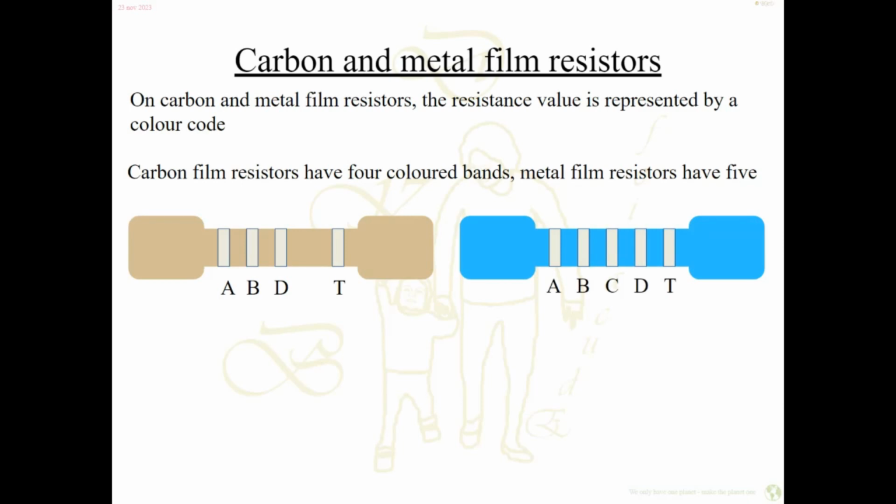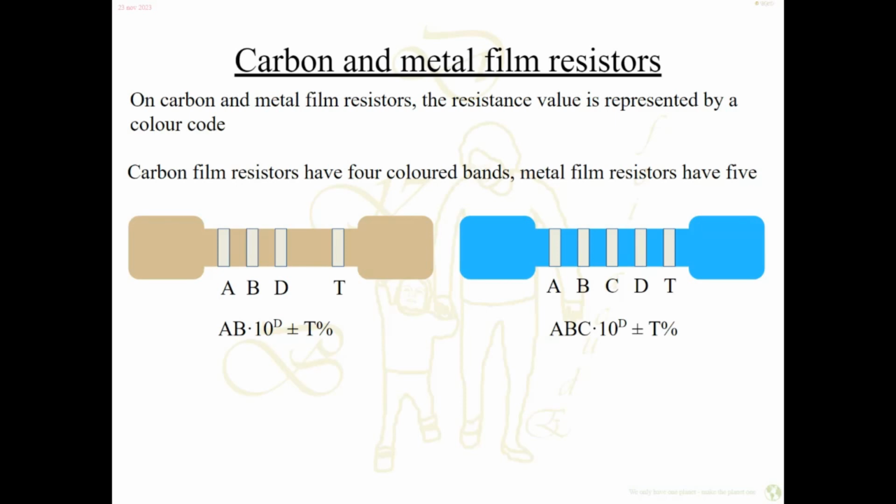we have also given them names. We have them the A band, B band, D band, and T band on the carbon resistors. Metal film resistors have one more, and they're called A, B, C, D, and T. And this is the meaning of them. It's a mathematical expression. A, B, D, T bands means AB as figures times 10 to the power of D plus or minus a tolerance of T%.